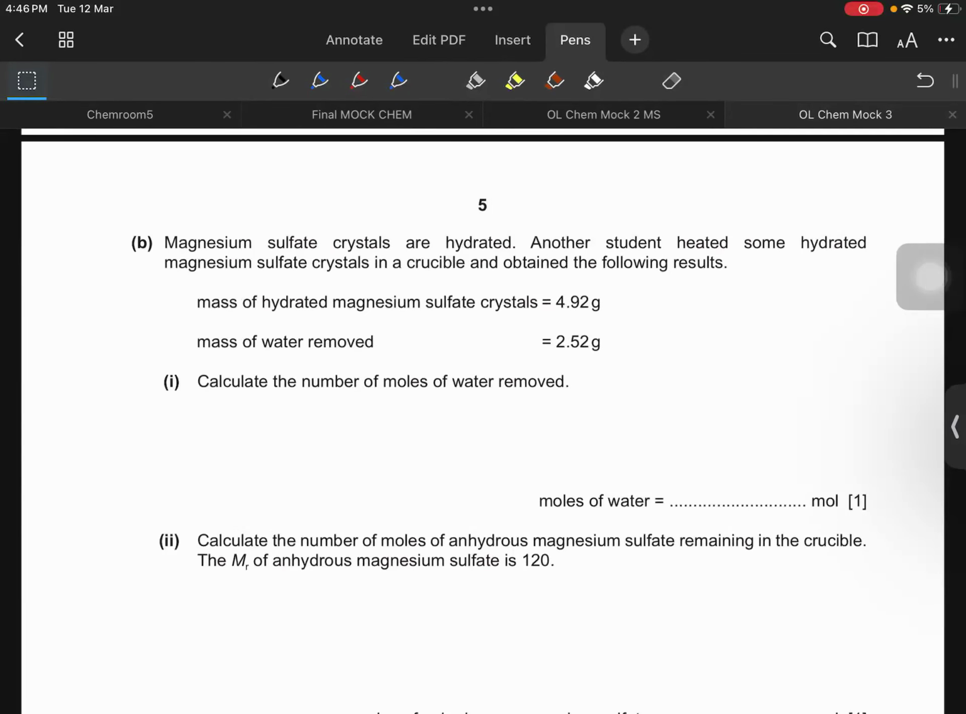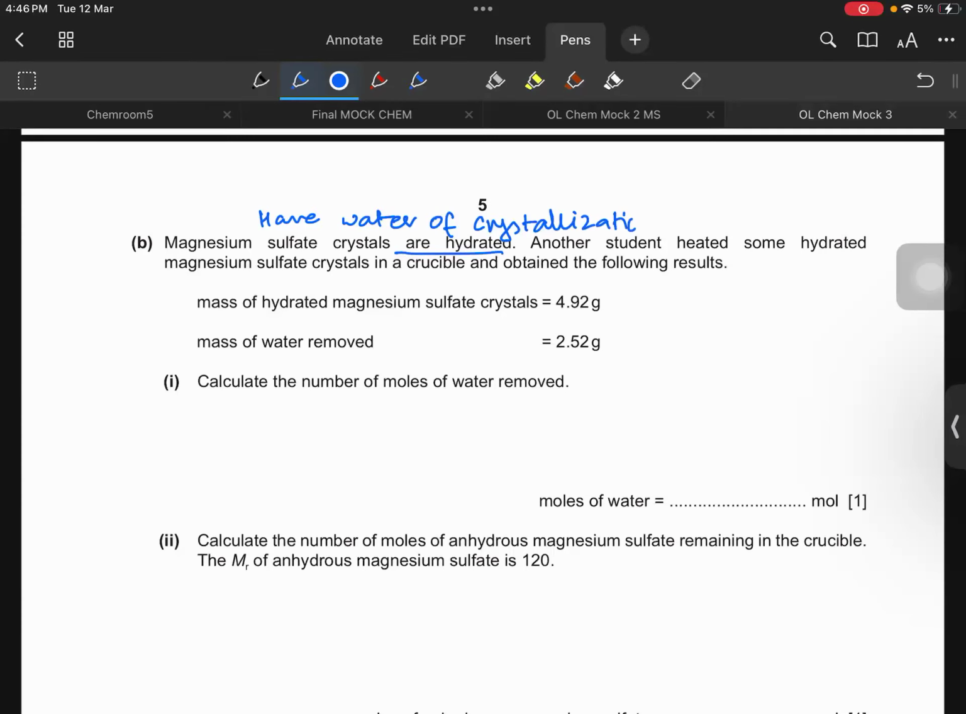Magnesium sulfate crystals are hydrated. By the way, can you tell me what the word hydrated means? Meaning they are reacting with water. Wrong. They have water of crystallization. It's better to say they are chemically bonded with water. You could say they have water of crystallization bonded to the substance. That much of a hint should let you know what water of crystallization is.